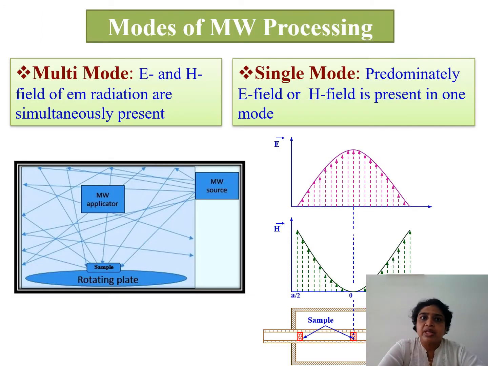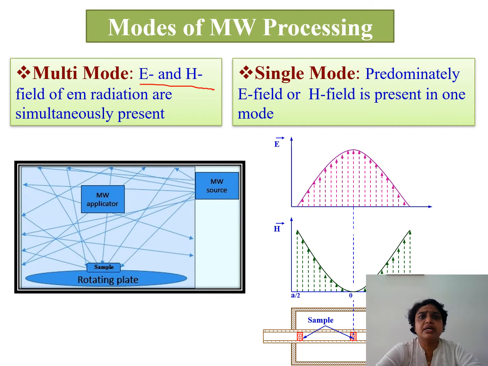Now let's come to the modes of microwave processing. We have seen domestic ovens in our houses; in fact, most of us have used a domestic microwave oven at home. Basically, the oven is a multi-mode applicator. What does it mean? As I mentioned in the very first slide, microwaves are electromagnetic radiation composed of coupled electric and magnetic fields. In our domestic ovens, both E and H fields are present. That's why this is known as multi-mode. Both modes are present simultaneously inside our oven or applicator.